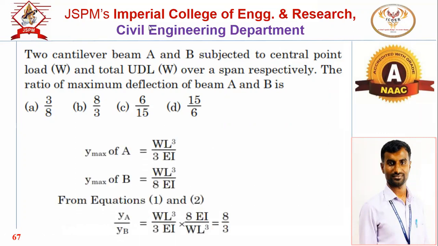Why so? For the first case, maximum deflection is WL cube by 3 EI. For the second case, for UDL, it is wL raised to 4. Actually, here again they have given the total load, so WL cube by 8 EI. Because actually it is wL raised to 4 by 8 EI, and here wL is nothing but the total load. So that's why WL cube by 8 EI. If you take the ratio, we get 1 by 3 divided by 1 by 8. After simplification, it will be 8 by 3.